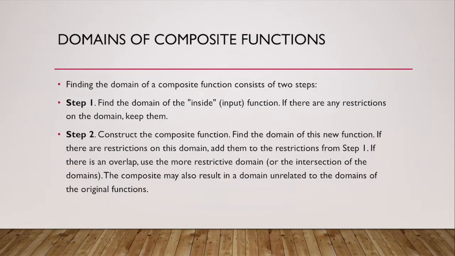Next, we go ahead and find the composite function. We find the domain of the new function. And if there are restrictions on this new domain, we add them to the restrictions from step 1. If there's an overlap, we use the more restrictive domain, or the intersection of the domains. The composite may also result in a domain unrelated to either of the domains of the original functions, and that is totally okay. So we take the domain of the input function, we find the domain of our new function, and if there are restrictions, we add them to the restrictions from step 1.